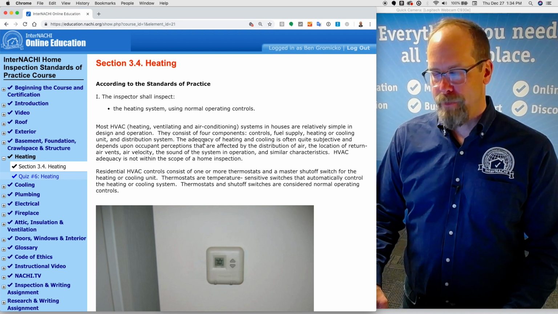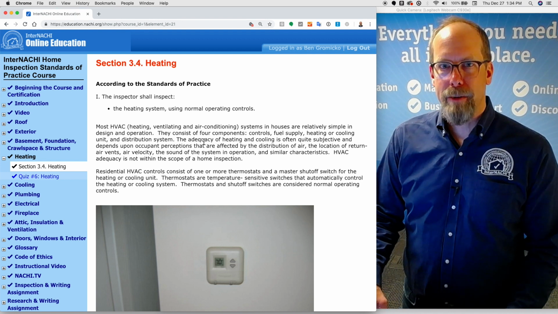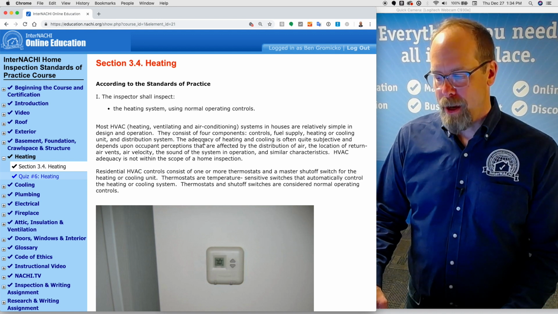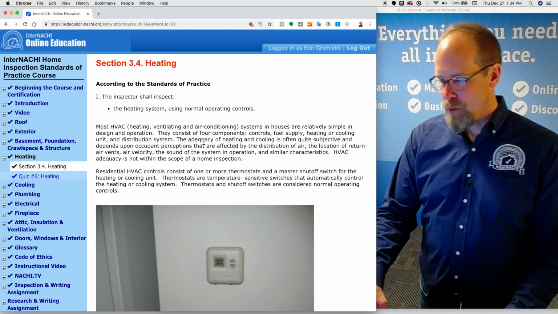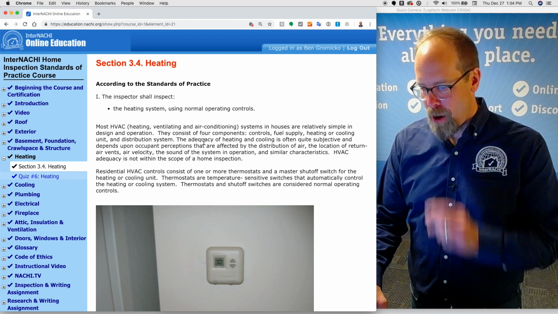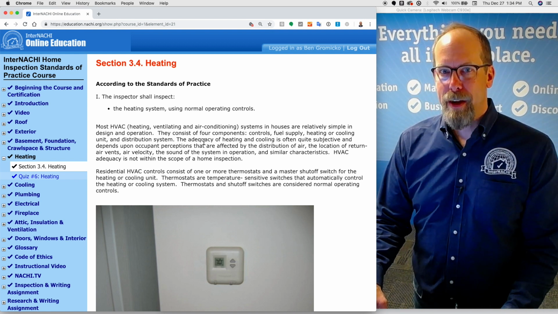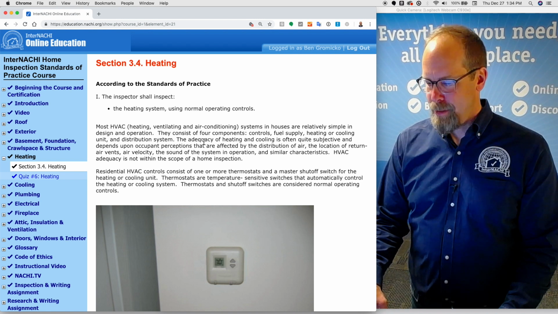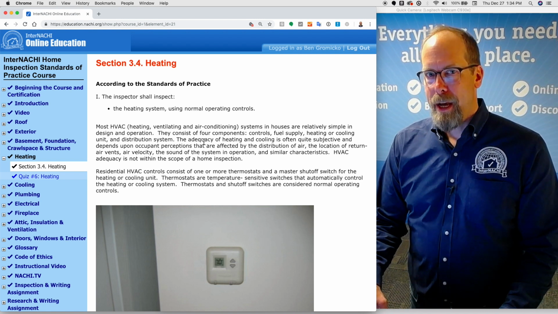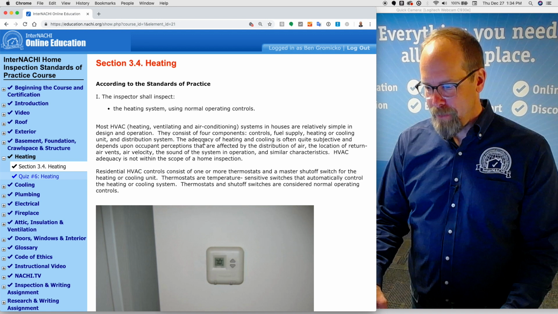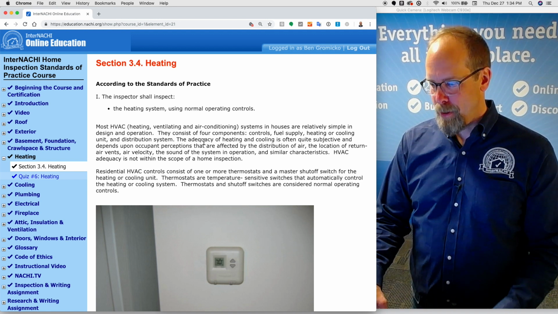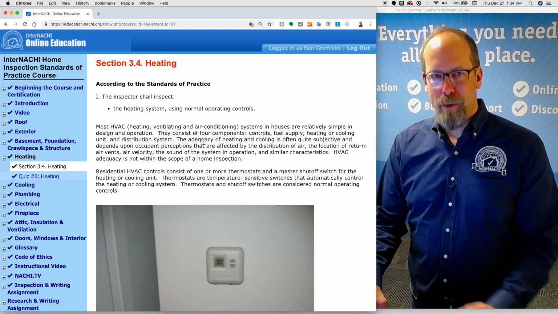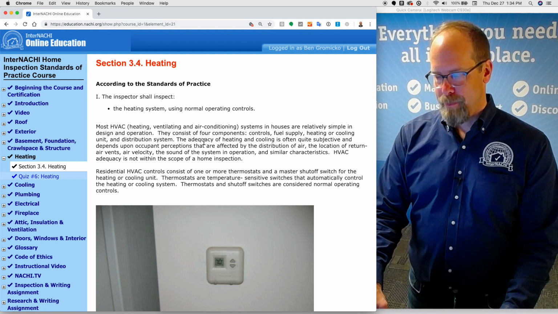There's the controls, fuel supply, the heating and cooling unit, and the distribution system. The adequacy of the heating and cooling is often quite subjective and depends upon occupant perceptions that are affected by how the air is distributed, the location of air vents, return air vents, air velocity, the sound of the system when it's running, and similar characteristics. So HVAC adequacy is not within the scope of a home inspection.